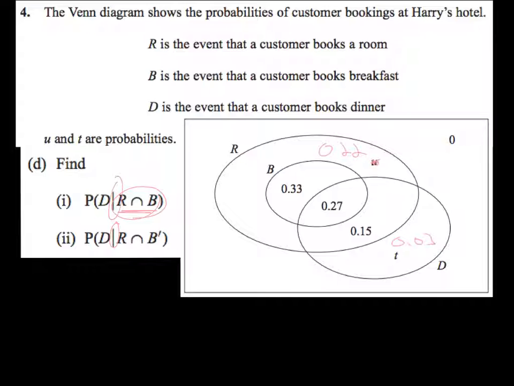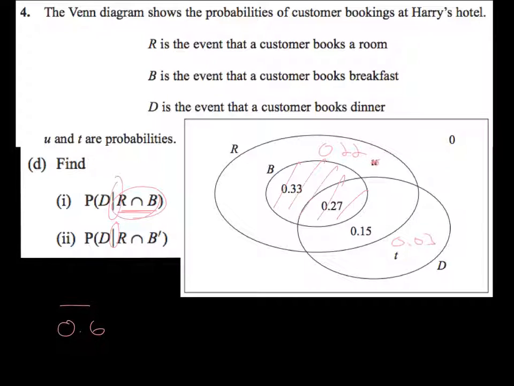So let's start off by identifying this region here. So the group which is staying the night and having breakfast. So that's going to be this group here. That in effect is going to become the denominator, because that's now our total population. So that's going to be 0.6.